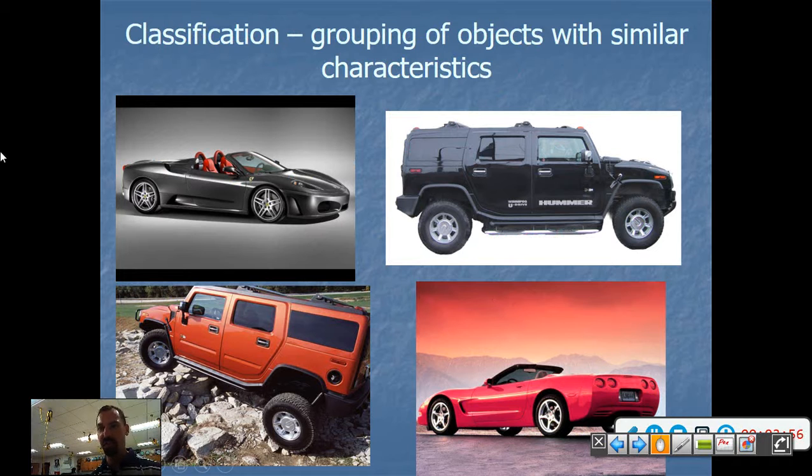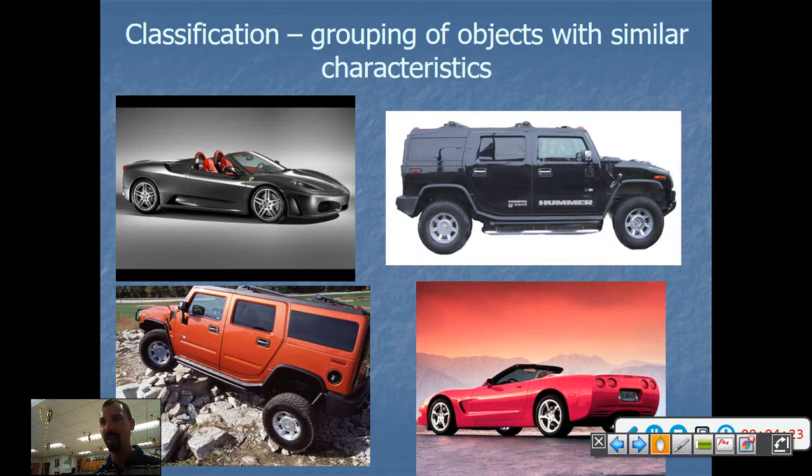Also in science, that's very important, is classification. Pretty much any object that is named is being classified. It's grouping of objects with similar characteristics. So when I look at these vehicles that are here, I can make many different categories. You can probably even think of it in your mind: red cars versus black cars. So we can go by color.